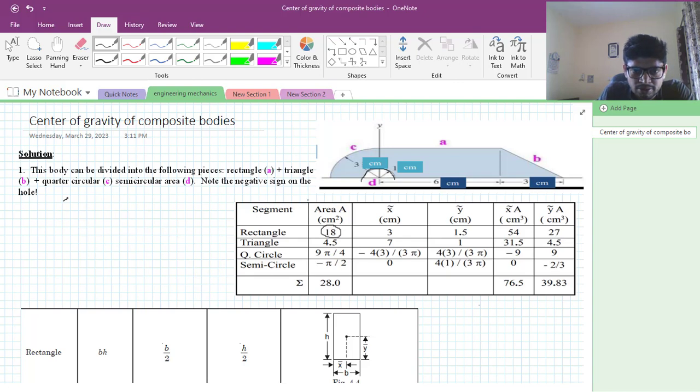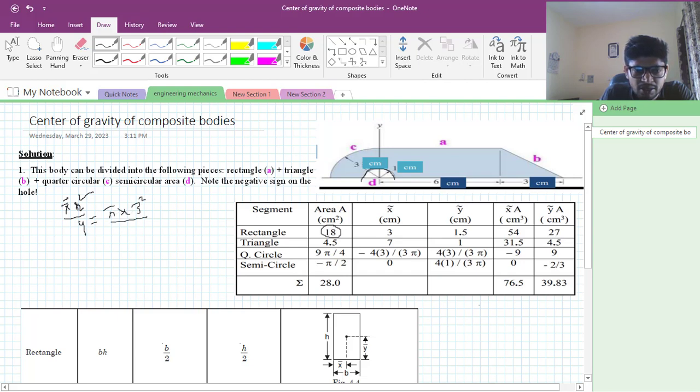Now what is remaining? Remaining is this quadrant circle area. So the area of a circle is pi r square, okay, and it is a quarter circle, so divided by 4. Then what will it be? Pi r square, for this quadrant, r is 3 centimeter, divided by 4. It will become 7.06 centimeter square. Okay, this area is clear.